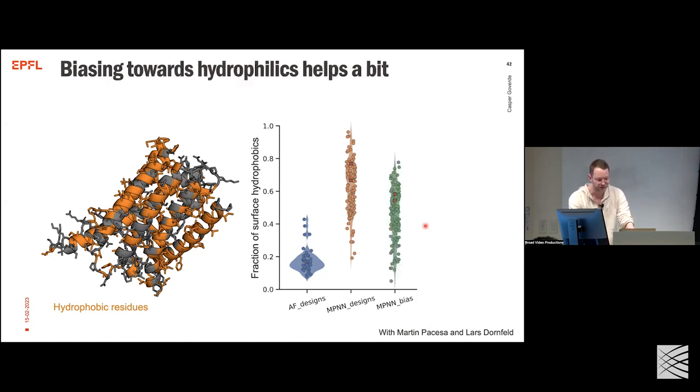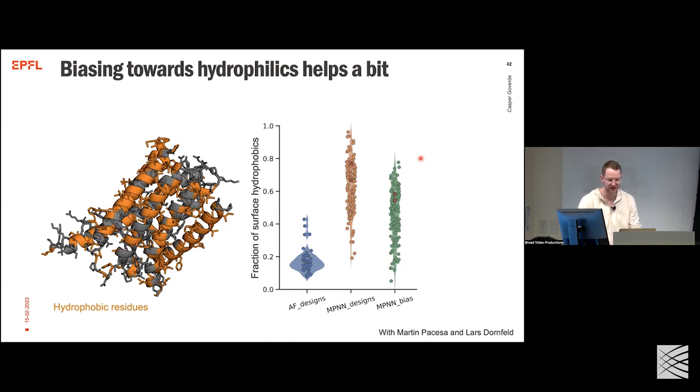So we thought, okay, what we can do is bias MPNN. We can bias it towards sampling hydrophilic amino acids. And as you can see, this shifts the distribution a little bit downwards. So we get more hydrophilics on our surface, but yet it's not great.